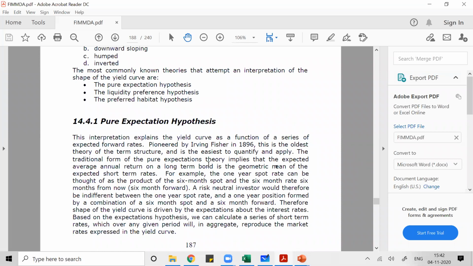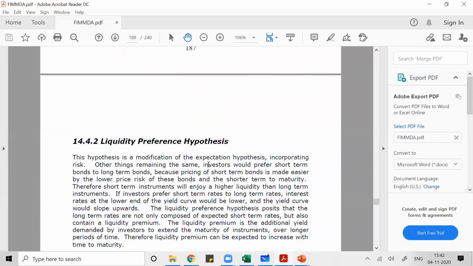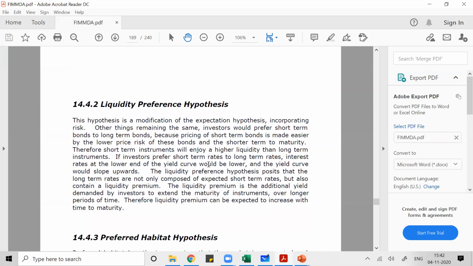So based upon the pure expectation hypothesis, we can calculate the series of short-term rates which, in aggregate over any period, will produce the rate expressed on the yield curve. Okay, then we have liquidity preference theory.